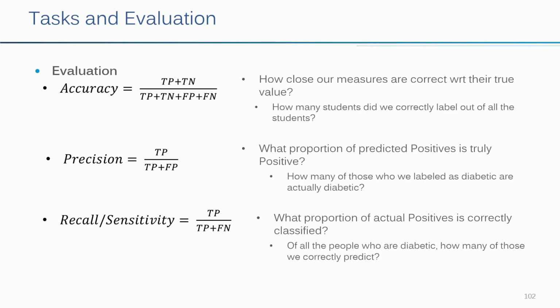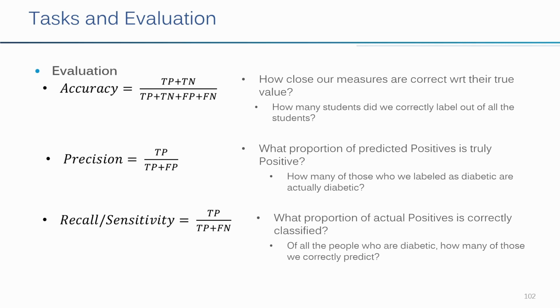Okay, some evaluation metrics. So we have accuracy, which is pretty much how close our measures are to their true values. We take the true positives and true negatives and divide by all the other classifications that we have within our task. We have precision: what proportion of the predicted positive is truly positive? So we take the true positives and divide by the true positives plus the ones that we wrongly calculated as positive.